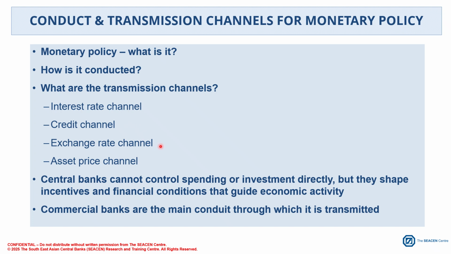The exchange rate channel influences trade competitiveness by making exports cheaper or more expensive. This is implemented through foreign exchange intervention. The asset price channel affects household wealth and corporate financing through changes in stock and real estate values. This can be implemented through purchases of long-term government securities, which essentially is quantitative easing.